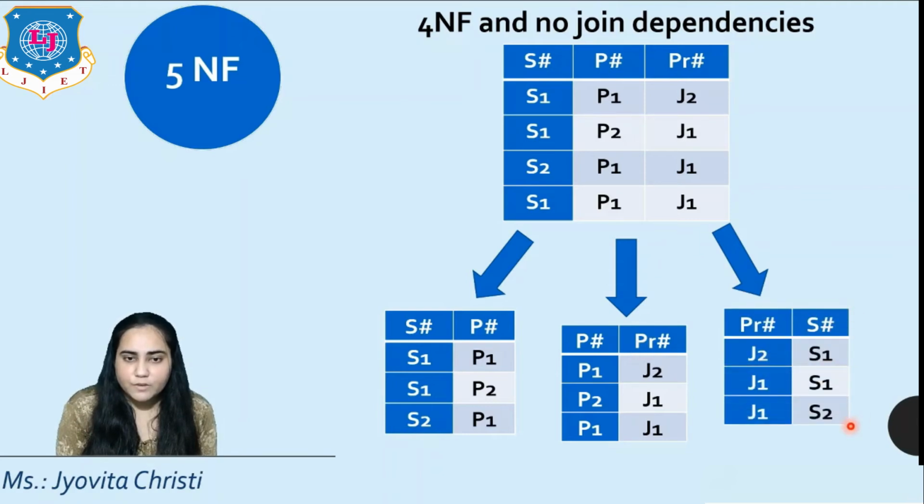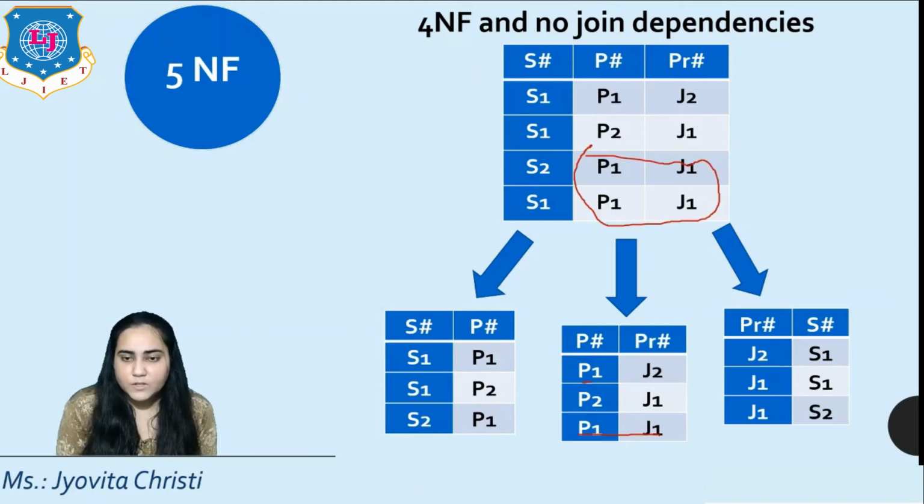Take a look at the first part, which is supplier number and part number. Here you can see I have kept only unique values. S1 and P1 in the original table appear in the first row and in the fourth row, so I'm going to put it only once in my table. Then the second table contains part number and project number, and here you'll notice that P1 and J1 appear twice, in the third and fourth rows, and that's why I'm not going to put them twice. So there are only 3 rows.